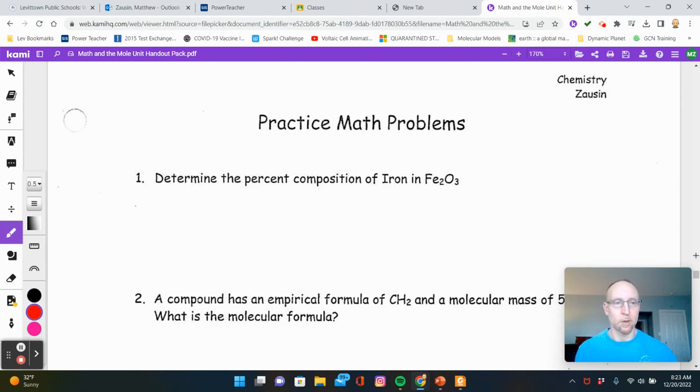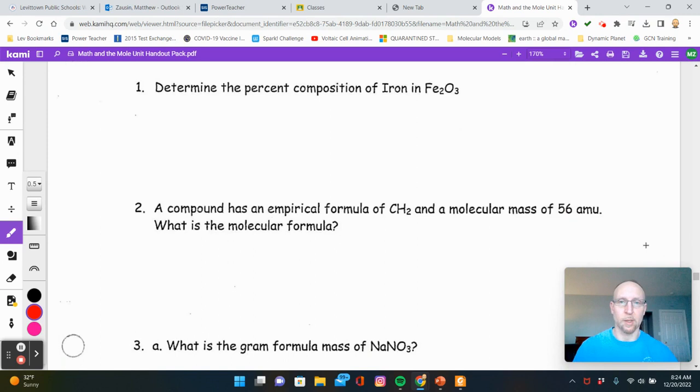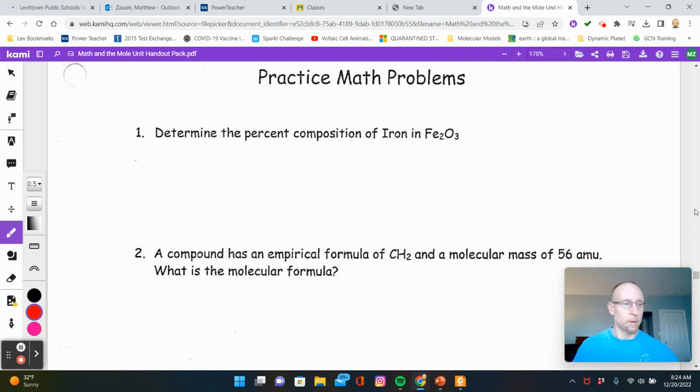All right. So question number one, this is on page 11, the practice math problems. Let's go through these first. Number one, we've got determining percent composition of iron. So percent composition, remember our formula here: it's part over the whole times 100. It's right on your reference tables, on Table T.